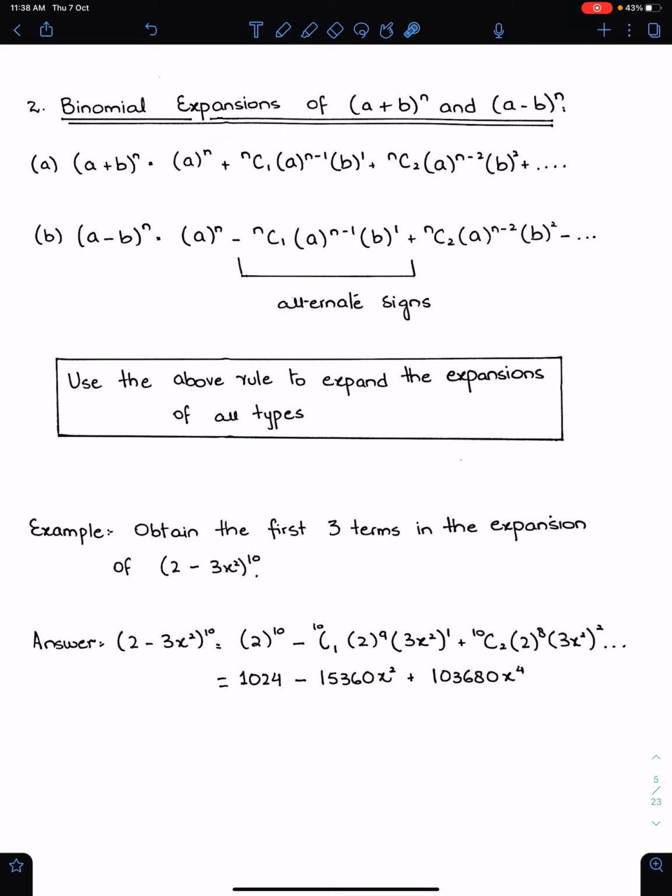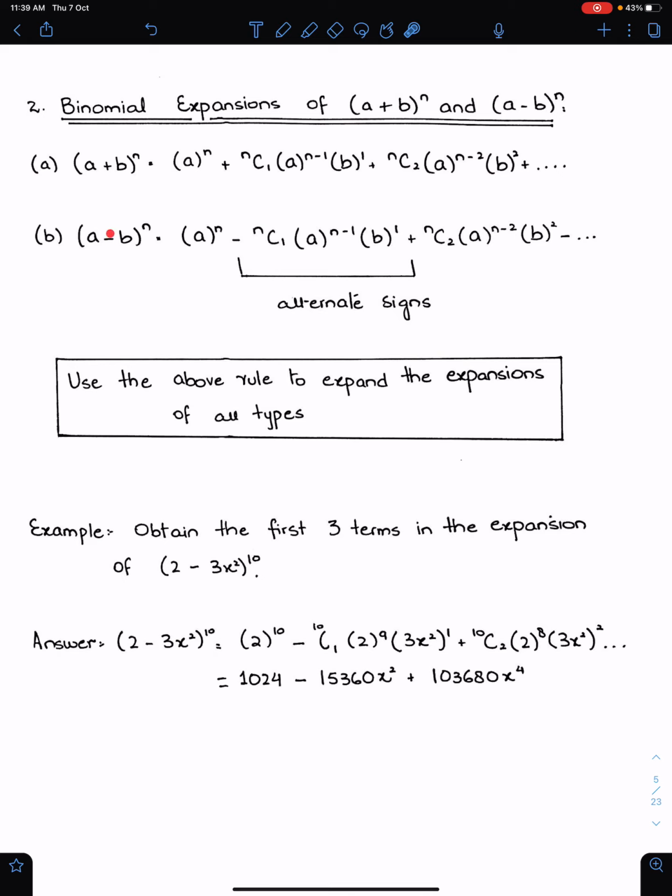But you can learn this in this way. This difference should be the power of the first term, and this number should be the power of the second term. So when we have nC2, then first term has power n minus 2, which is the difference of these two numbers, and second term has this number, the power.